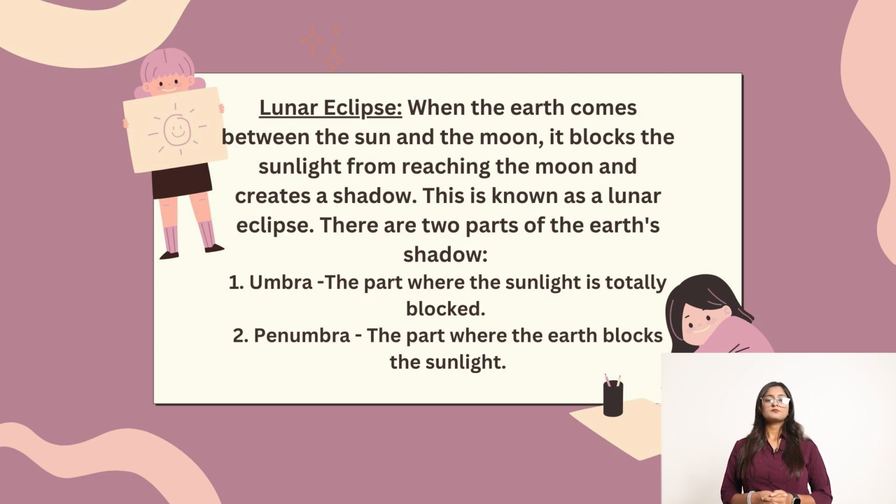Lunar eclipse. When the earth comes between the sun and the moon, it blocks the sunlight from reaching the moon and creates a shadow. This is known as lunar eclipse. There are two parts of the earth's shadow: umbra, the part where the sunlight is totally blocked; penumbra, the part where the earth partially blocks the sunlight.